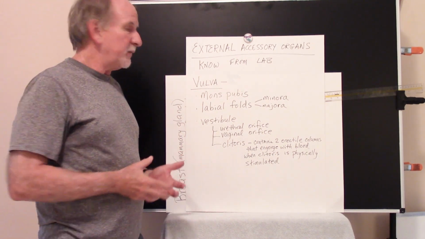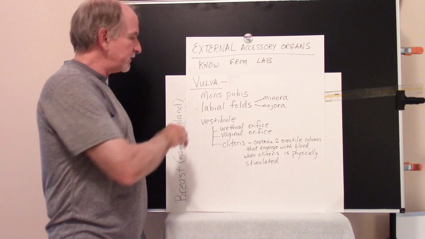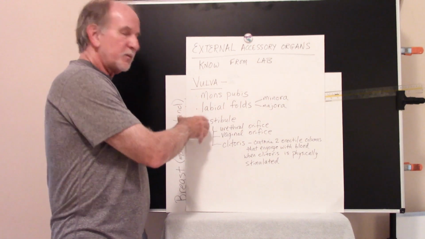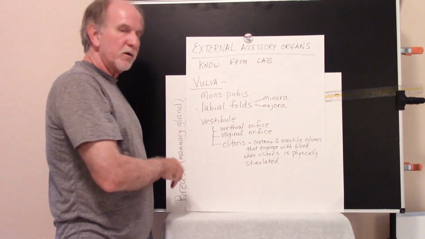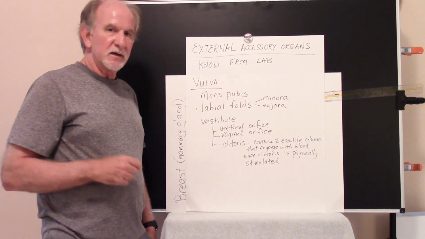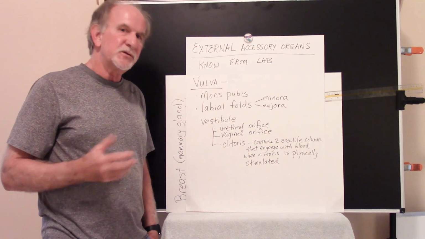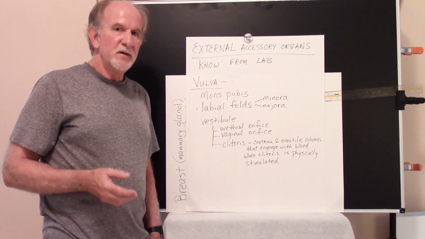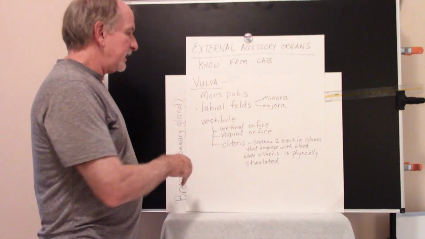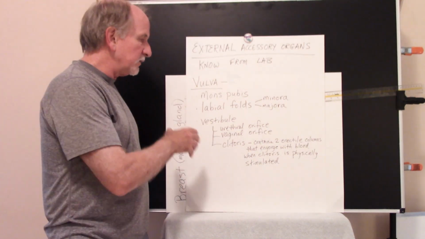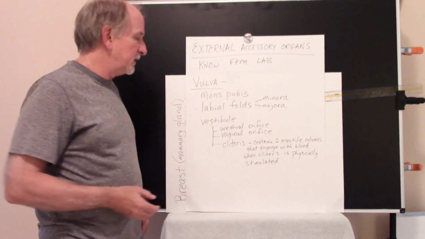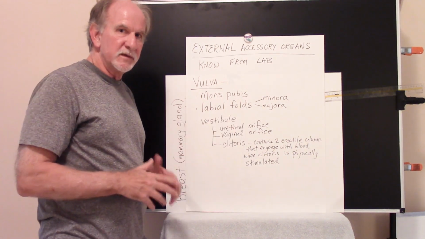found externally on females called the vulva, and it consists of the mons pubis, the labial folds, as well as the vestibule. The vestibule in turn includes the urethral orifice, vaginal orifice, and the clitoris. I did want to mention that the clitoris, curiously enough, contains two erectile columns. They're the corpora cavernosa, like we see in guys. And these erectile columns will engorge with blood as the clitoris becomes erect when the clitoris is physically stimulated.